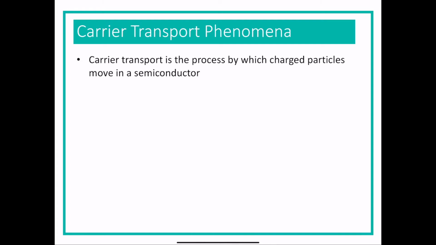So when you have charged particles in a semiconductor, they're going to move at some point, because that's the whole point of having a semiconductor. You have charged particles and they're going to move, and in their moving, they're going to create current. But it's not as simple as with a conductor where you just apply voltage and they just go.